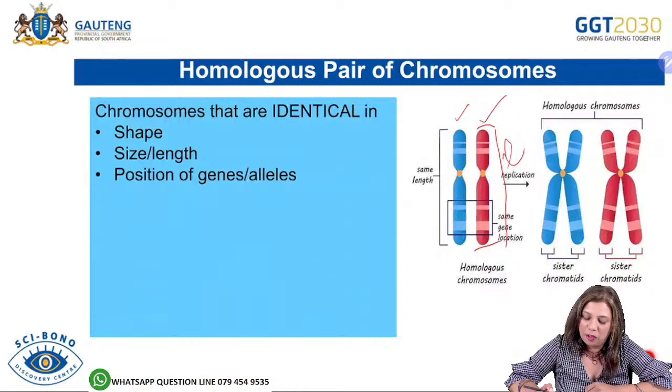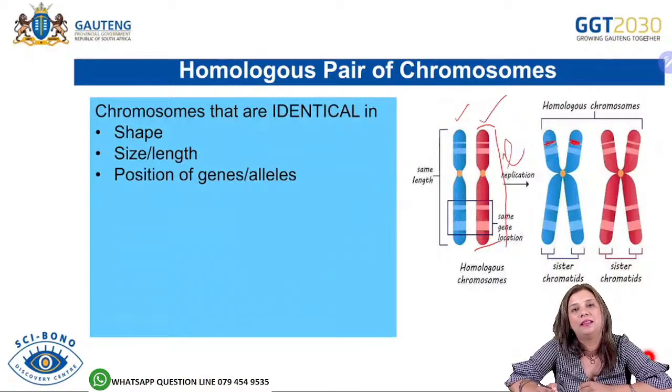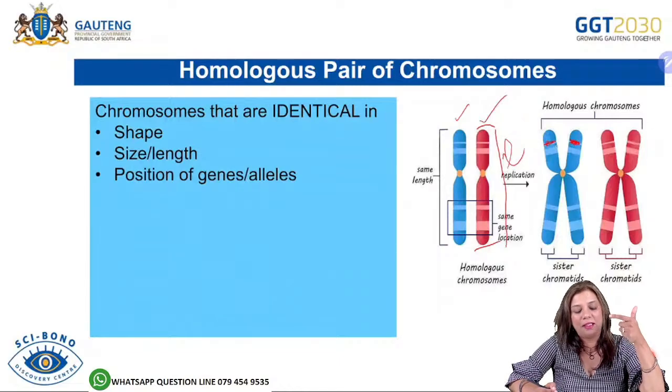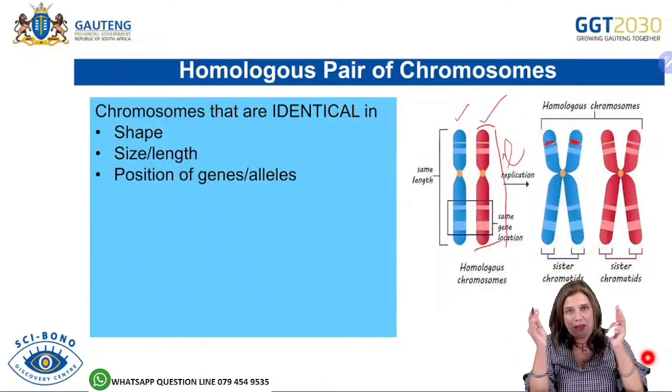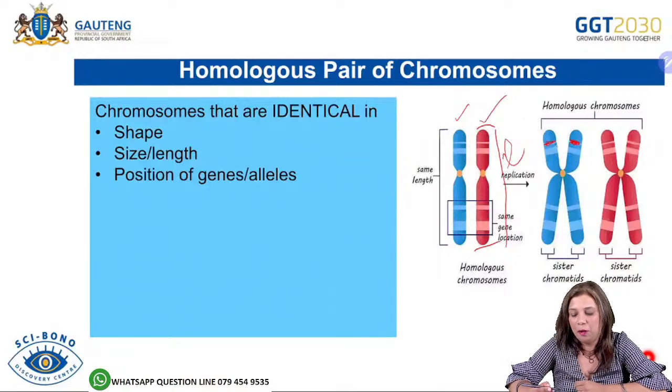And then the position of the genes or the alleles. If you look, the alleles are depicted by these stripes here. Okay, so they are featured opposite each other, but we'll go into that in more detail in the next slide. But we just need to know that they need to be the same size, the same shape, and the position of the genes must be exactly adjacent to each other.